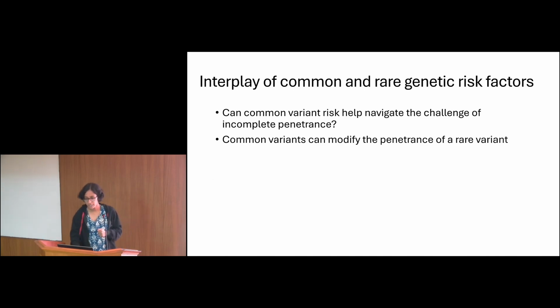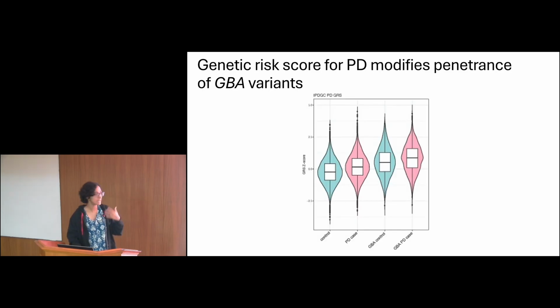Right? So this was a study that showed that there is some promise here as well, where the authors, the International Parkinson's Disease Genetics Consortium, looked at patients with Gaucher's disease and separated them into Gaucher's disease without PD and Gaucher's disease with PD. And on the y-axis, they stratified them by the polygenic risk score for Parkinson's disease. What you see is that people with Gaucher's disease but without PD have a lower polygenic risk for PD than patients with Gaucher's disease who also have Parkinson's disease.